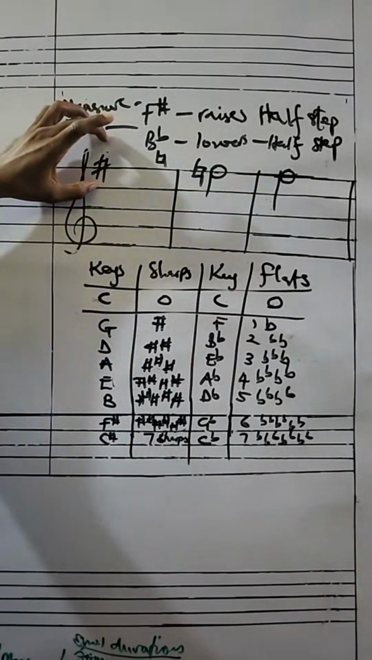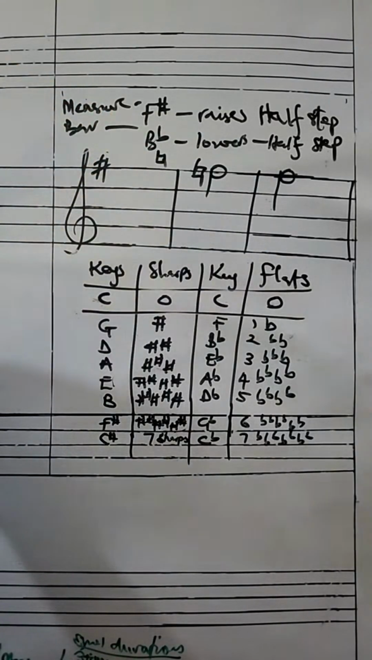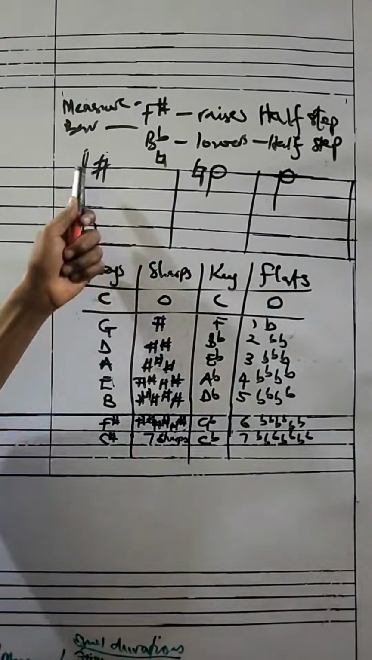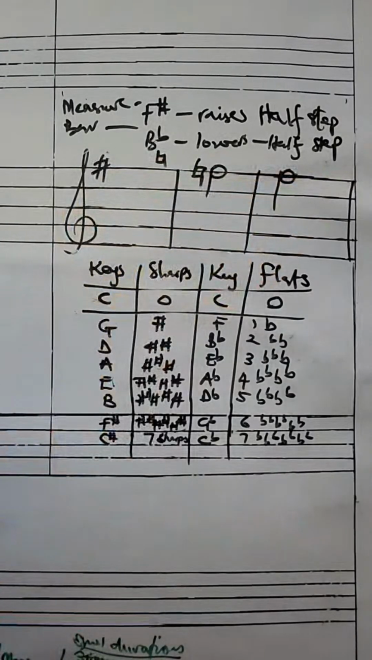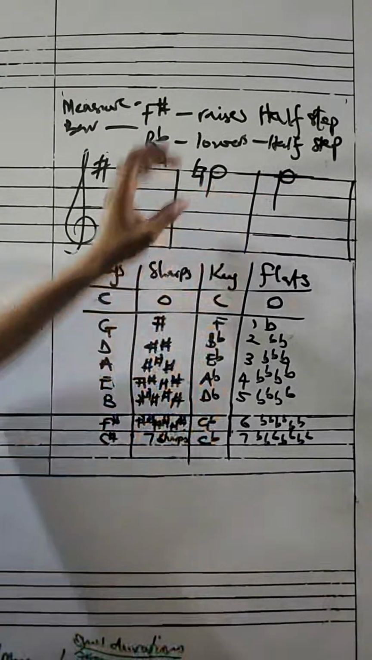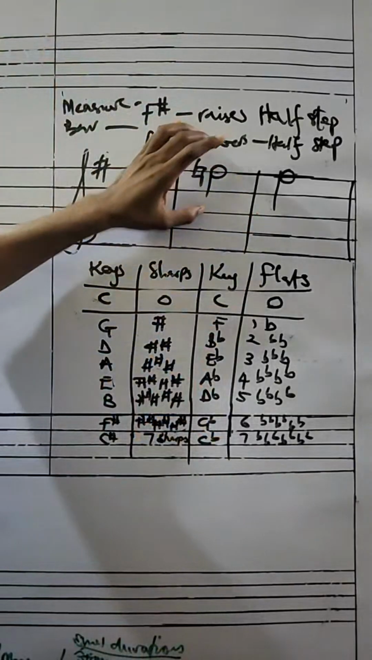So now, here we have F sharp. F is sharpened. If it is placed at the beginning of that piece, know that it is going to be sharpened throughout the piece, throughout the song. So if it's placed here now, it means that all the F's are sharpened. Now in this very bar, I don't want an F sharp. I want an F natural.